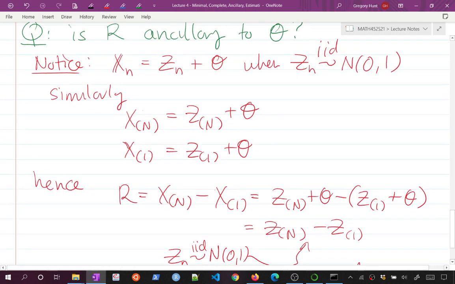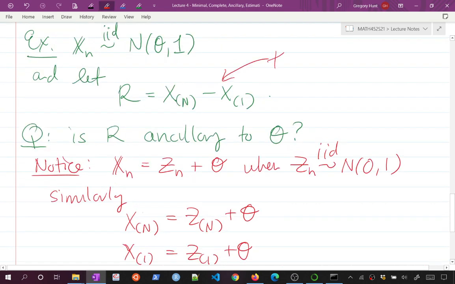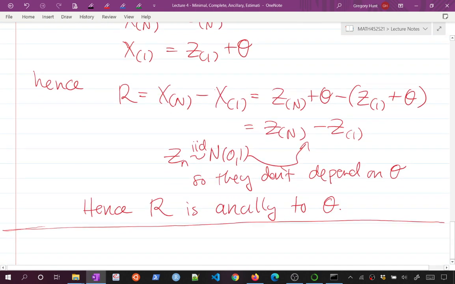So this is an example of an actual statistic, right? This is a statistic. Indeed, it's an ancillary statistic. It is a statistic that is ancillary to theta. The reason it's a statistic is it doesn't involve theta in the formula. Nonetheless, its distribution still doesn't depend on theta. So nothing to do with theta at all.